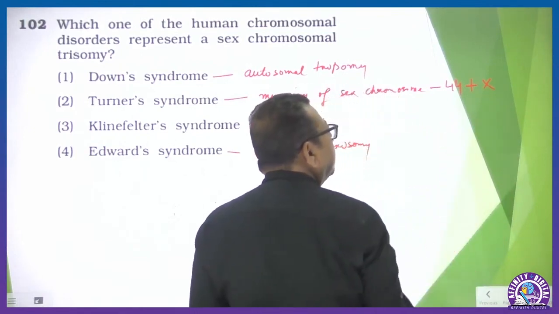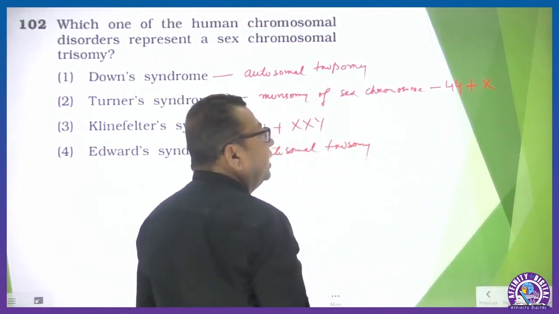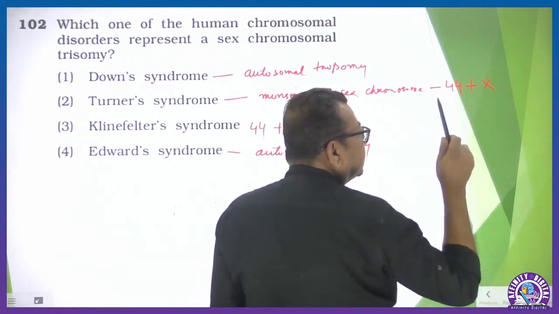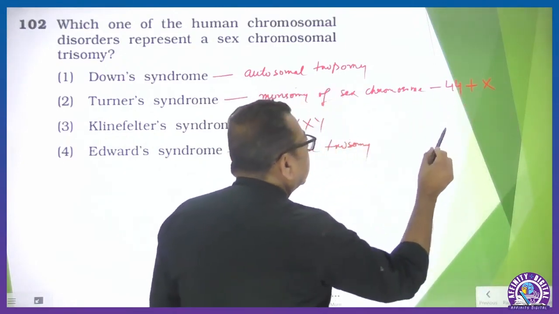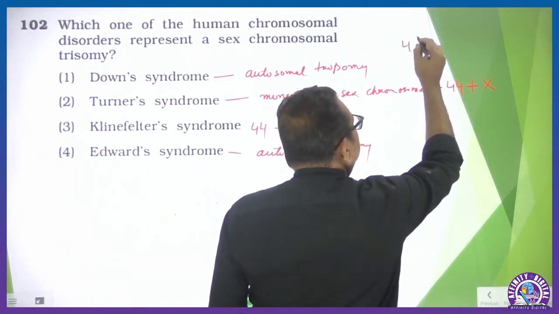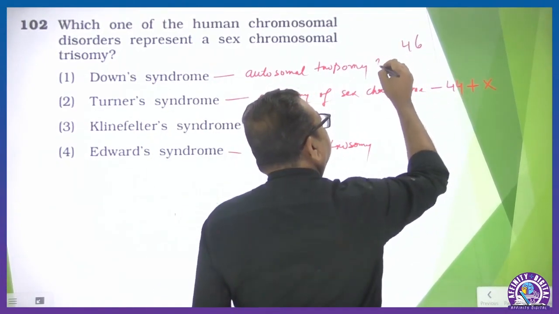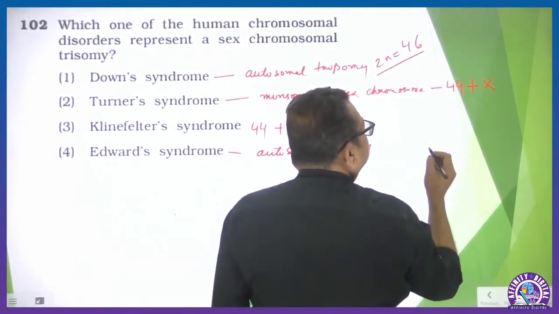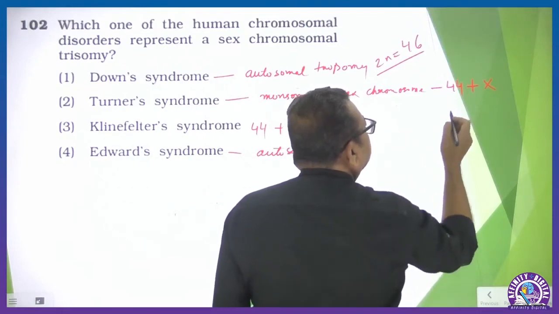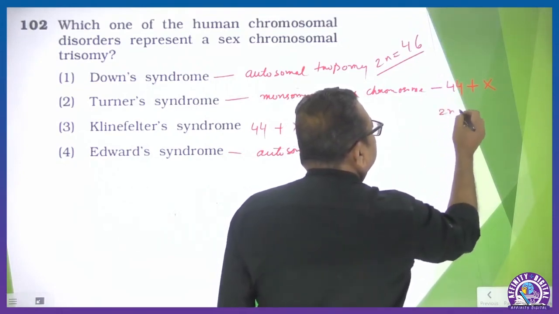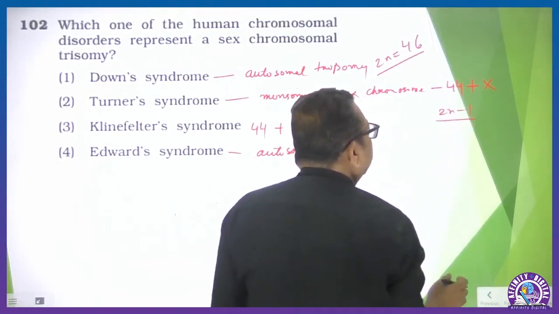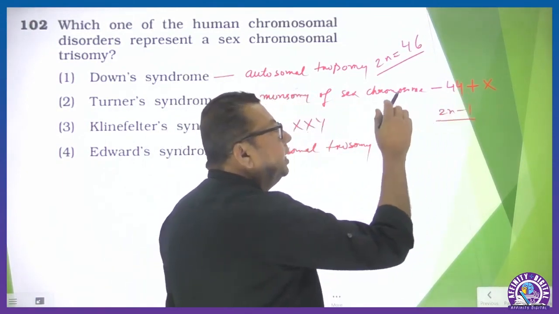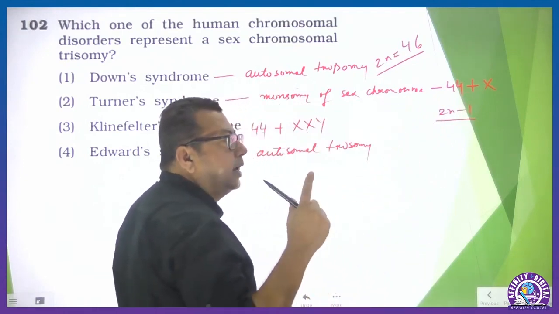So total number of chromosome kitna ho gaya? 45 instead of 46. Matlab ek sex chromosome nahi hai. 46 human chromosomes means 2N, mane diploid. 45 human chromosomes means what? That means 2N minus 1. 2N minus 1 means monosomy. Yeh jo minus 1 hai, it is due to the absence of one sex chromosome.